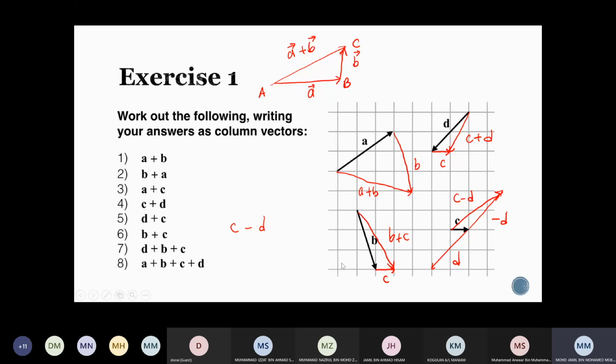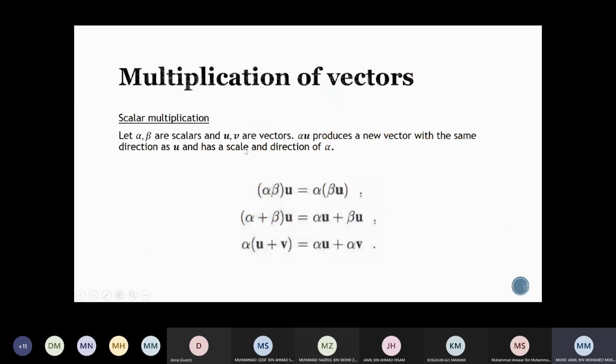Okay, so let's look at the multiplication of vectors. Okay, so we know that vectors can be added, but vectors also can be multiplied. So let's say if we have scalars alpha and beta and vectors u and v. So alpha u produces a new vector in the same direction, but with magnitude scaled by alpha. Okay. So you can play around with the alpha and beta, but they're scalar, they're just a number.